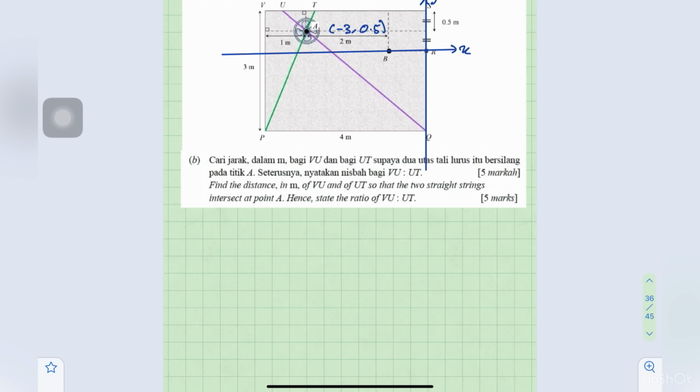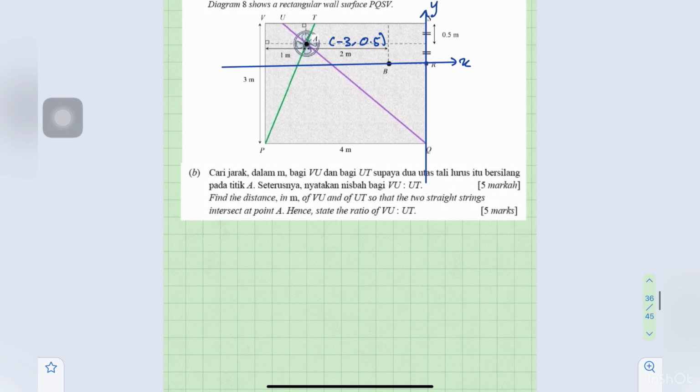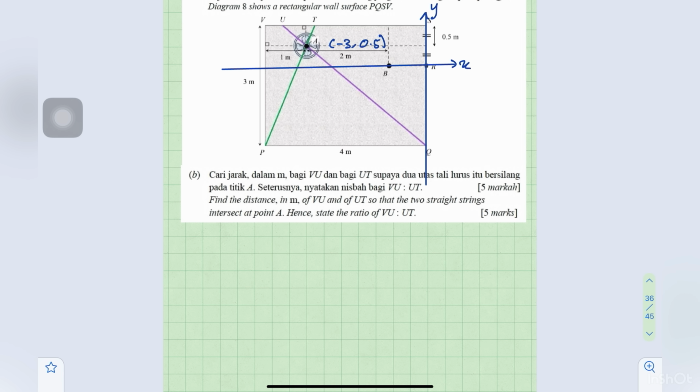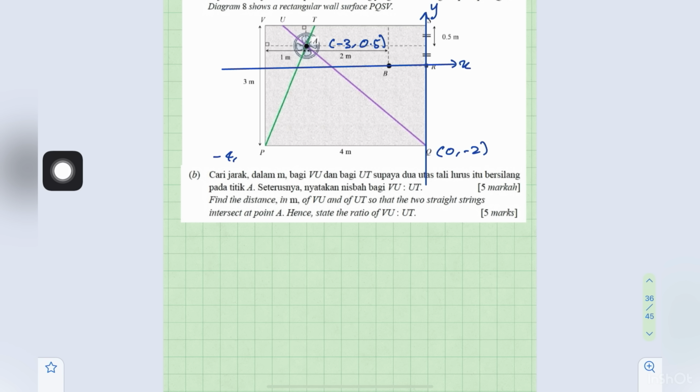Okay, B, find the distance in meter of VU and of UT so that the two straight strings intersect at point A. Hence, state the ratio of VU is to UT. Before we find the distance of VU and UT, we have to identify all the other points on the Cartesian plane from the information. Now given 3 meter, 4 meter. So we can find Q. This one 0.5, 0.5, so Q is 0, negative 2. Because this one is 3, this is 0.5, 0.5, the balance is 2. Then this is 4 meter, so P is 4 meter at the left of O, so negative 4, negative 2.